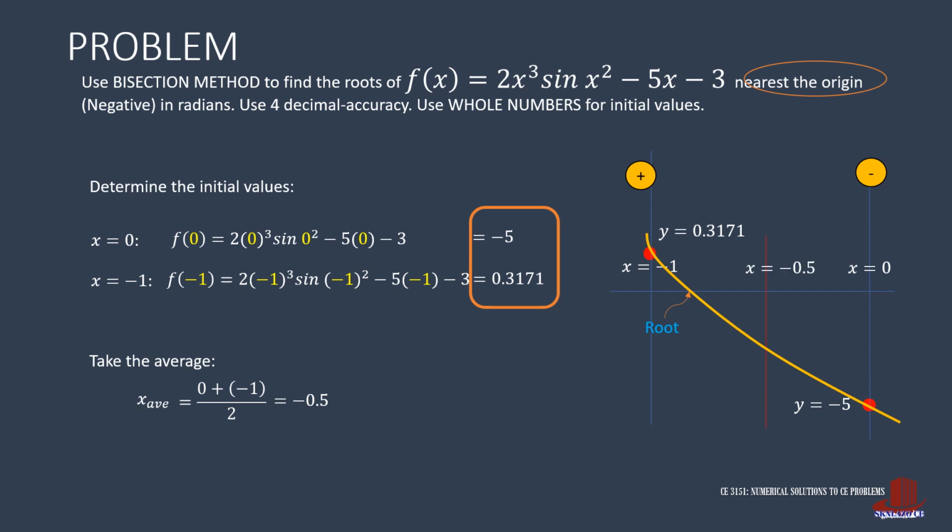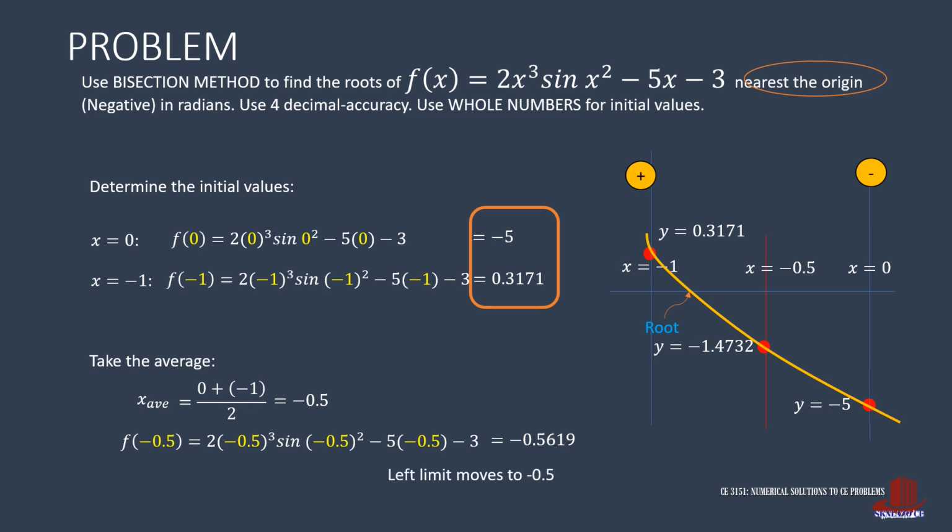Have this placed into the function and get twice of negative 0.5 cubed times sine of negative 0.5 squared minus 5 of negative 0.5 minus 3. This gives negative 0.5619. From the graph, we can then verify that the root seems to be somewhere within the first half of the interval. So disregard the second half as we move the negative limit to negative 0.5.